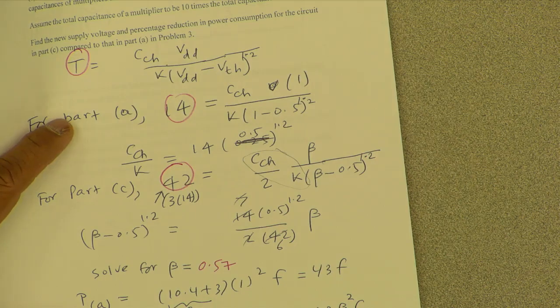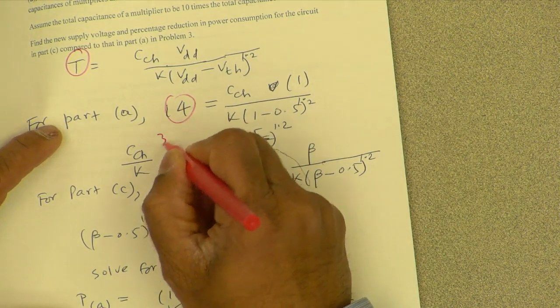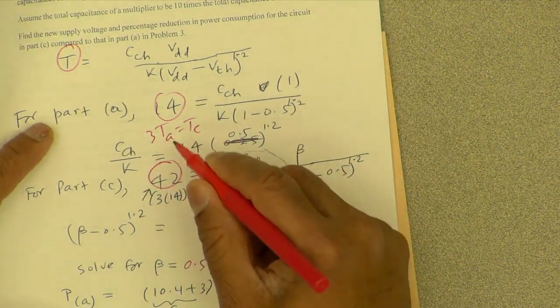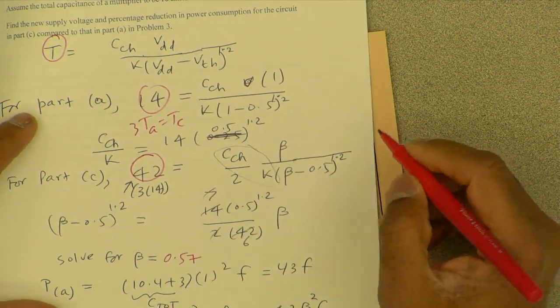The tricky part in this problem was making sure, and many of you didn't do this right, that if we want to maintain the same sample period, and the clock period is T_a, then the clock period for the 3-parallel should be 3T. Most of you put T_a equal to T_c. That is not correct. 3 times T_a is equal to T_c. That's one trick, and you lost points if you didn't do that right.